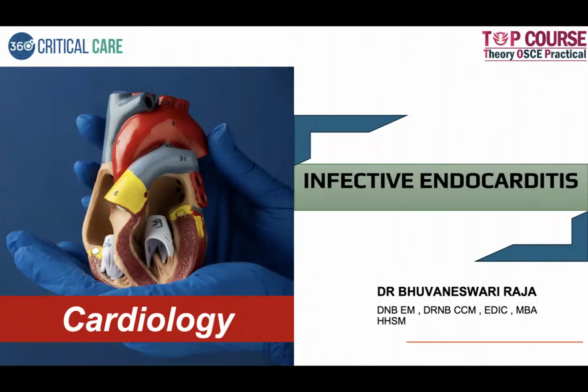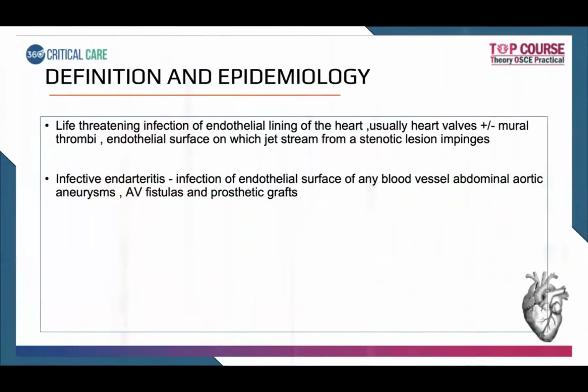So the next topic is infective endocarditis. Infective endocarditis is nothing but infection of the endothelial lining of the heart. Usually it could be the lining of the heart, it could be heart valves, or there could be a mural thrombi over which a secondary bacterial deposition is there. Infective endarteritis is infection of the endothelial surface of any blood vessel, abdominal aortic aneurysms, AV fistulas, or prosthetic grafts.